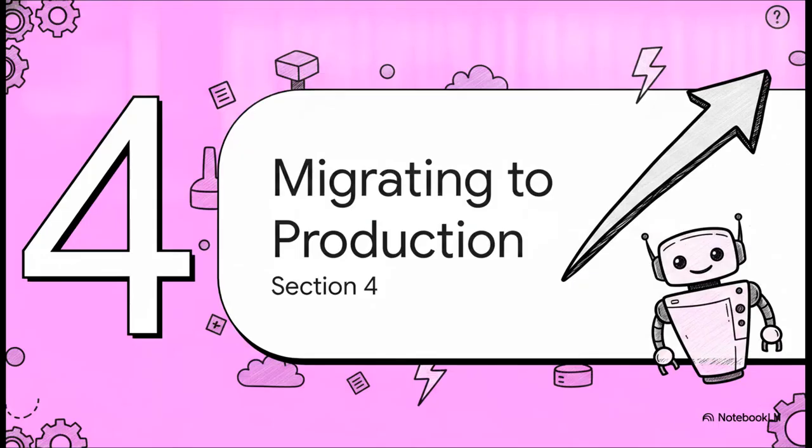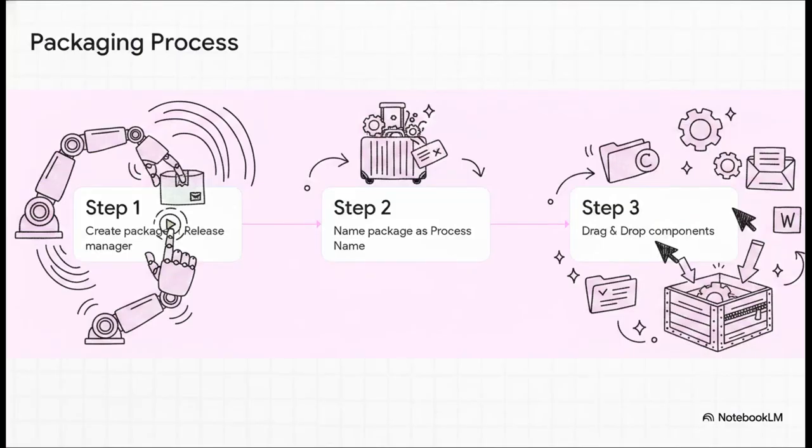And that brings us to section 4, migrating to production. This is the final stage of the lifecycle where we carefully package the bot we've built and tested and finally unleash it into the live, real-world environment. Before a bot can move to production, it has to literally pack its bags. In the release manager, developers follow exact procedural steps to bundle everything, the core process, the objects, the credentials, and the work queues, into a single, highly secure package.